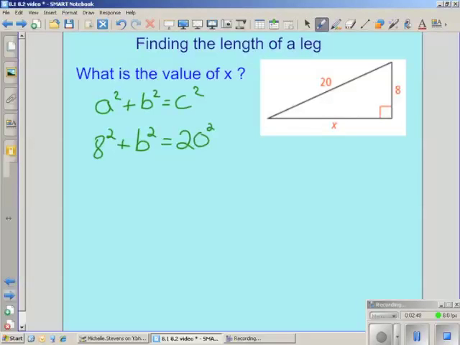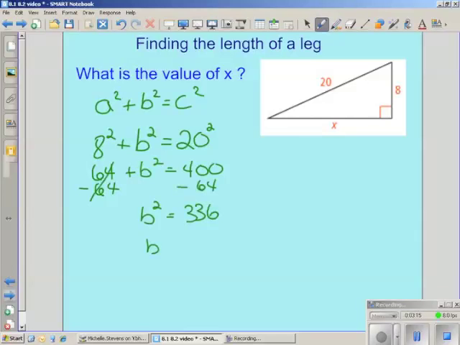So let's simplify. 8 squared we know is 64 plus b squared, and 20 squared is 400. Now we're solving for b, so let's subtract 64 from both sides of the equation. And we're left with b squared is equal to 336. We'll take the positive square root of both, and b is equal to.